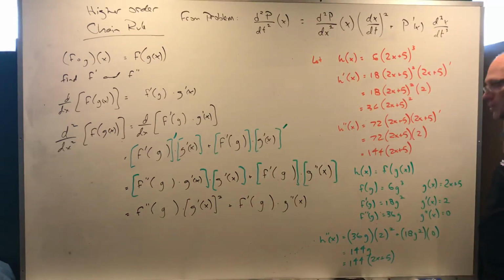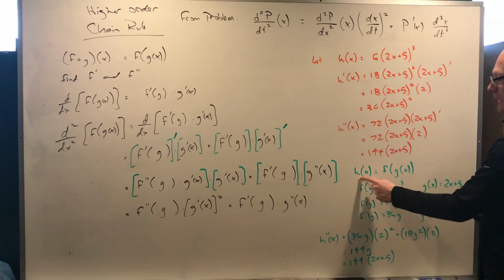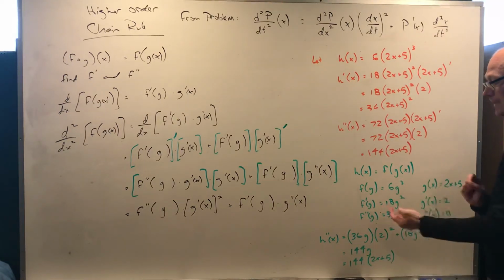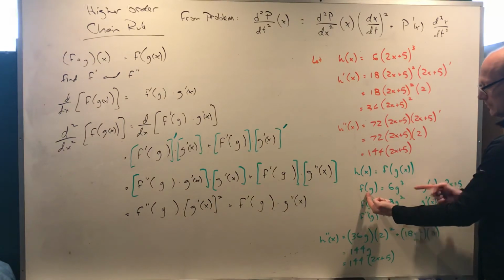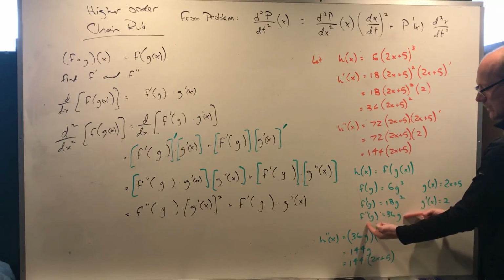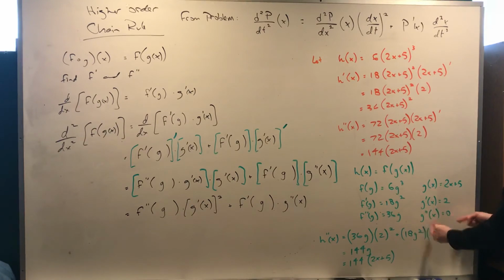Now, how do you use that? I don't know if you even need to, but let me show you kind of a neat little thing. If you have this h of x equals this composite f of g of x, we recognize that my outside function is 6g cubed. Differentiate that, you get 18g squared. Differentiate that, you get 36g. The inside function is g of x equals 2x plus 5. Differentiate that, you get 2. Differentiate that again, you get 0.